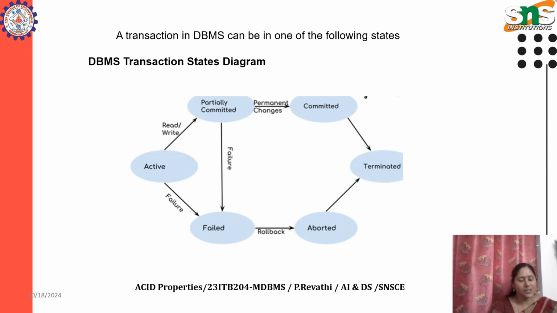If a transaction fails during execution, then the transaction goes into the failed state. The changes made in the local memory are rolled back to the previous consistent state, and the transaction goes into the aborted state from the failed state.